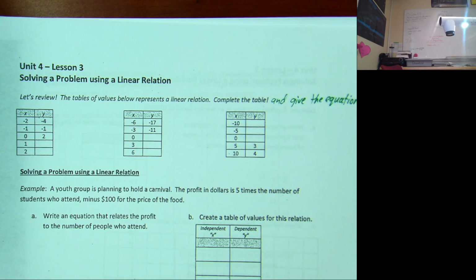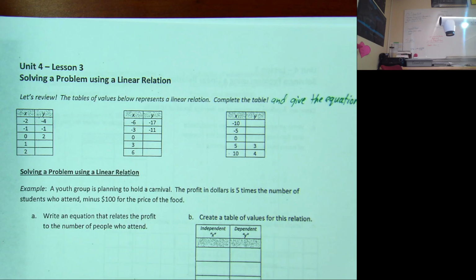So the equation is always y, your dependent variable, is equal to something, leave a space, times x, your independent variable, and this is going to be plus or minus something, whatever number you have to add or subtract to tweak it. The thing you multiply x by is the ratio of the change in y over the change in x.